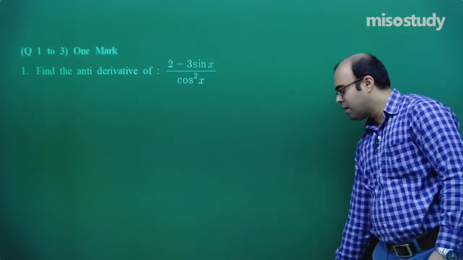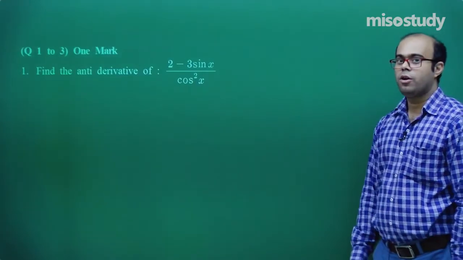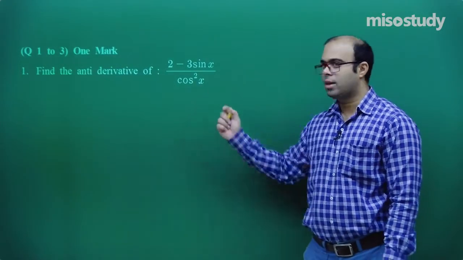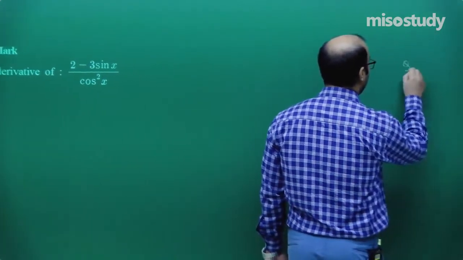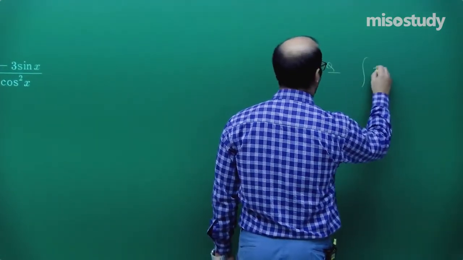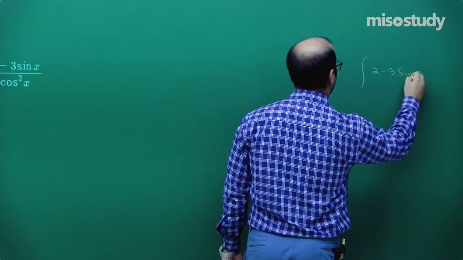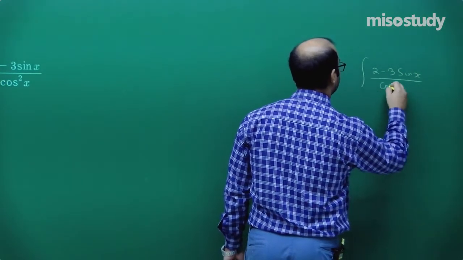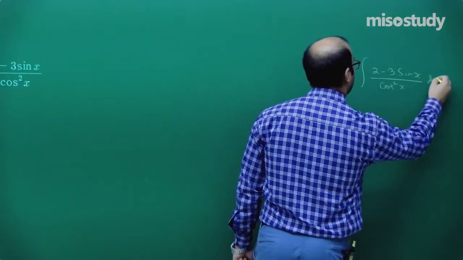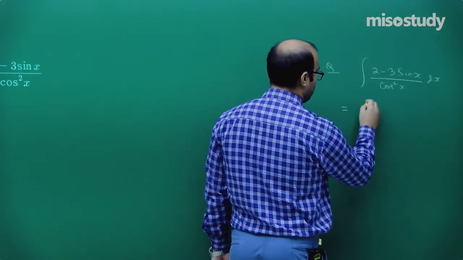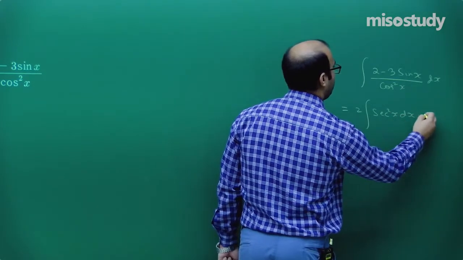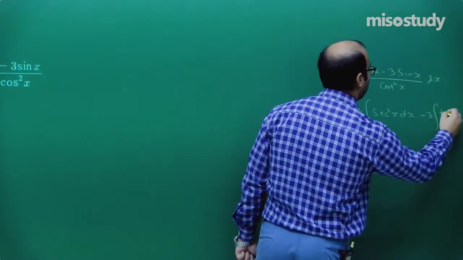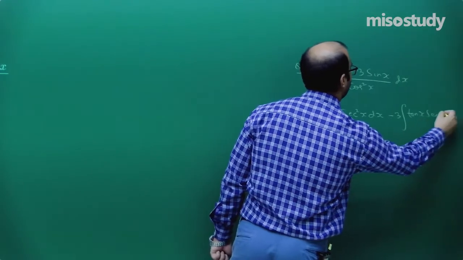First question says: find the antiderivative of (2 minus 3 sin x) upon cos square x. This is a 1 mark question. So, the integration of (2 minus 3 sin x) upon cos square x dx, we can also write like this: 2 sec square x dx minus 3 tan x sec x dx.